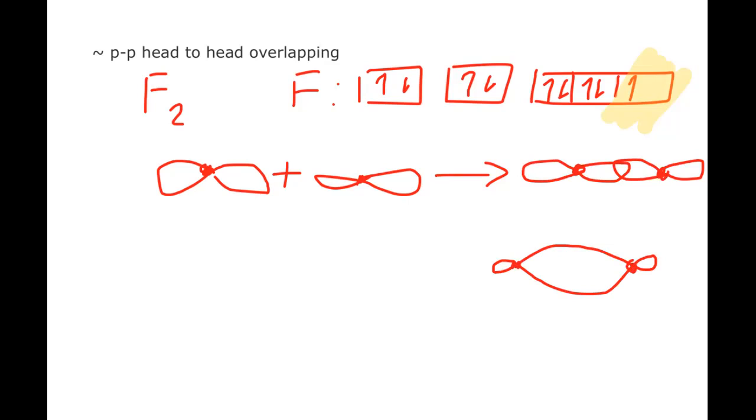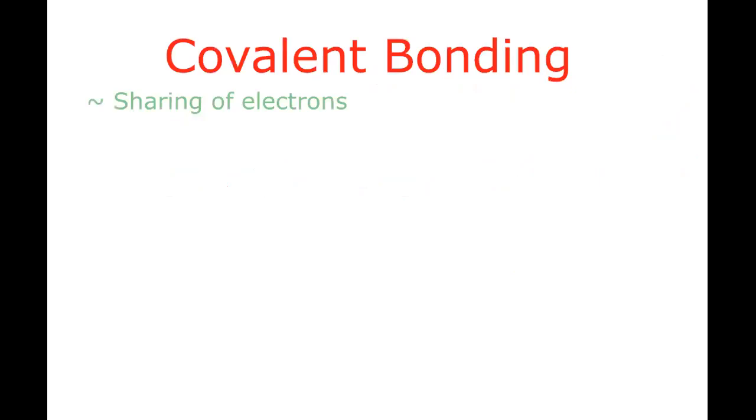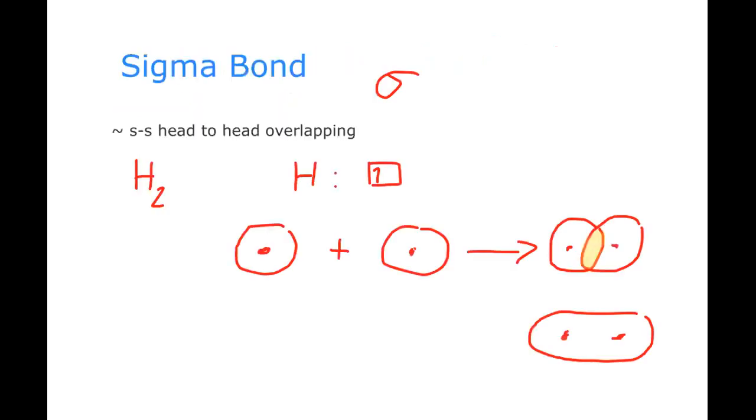So what we understood over here was that covalent bonds are formed by the sharing of electrons, and that happens when orbitals overlap. So covalent bonds can be of three types: single, double, and triple covalent bonds. Also, according to orbital overlapping, there can be two types of covalent bonds, sigma bond and pi bond. There are three types of sigma bonds. The first is SS head-to-head overlap.